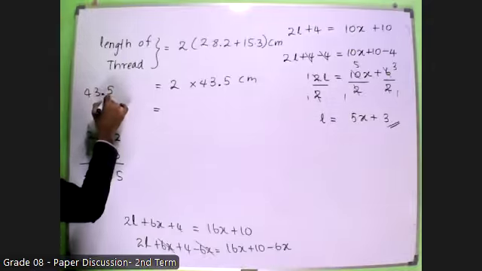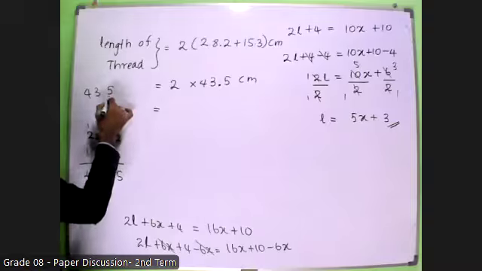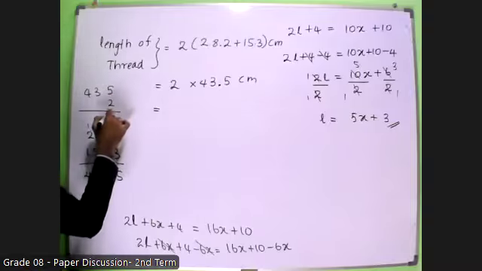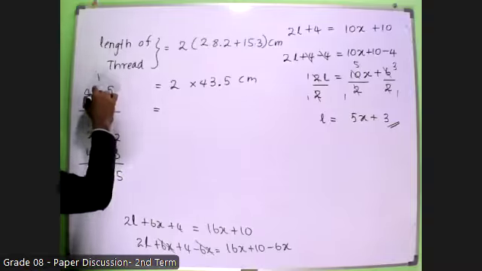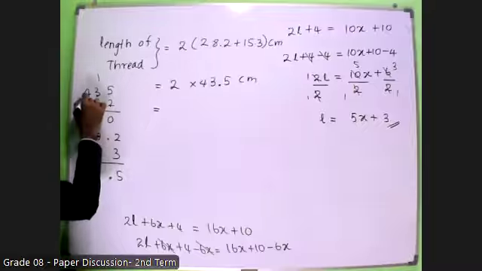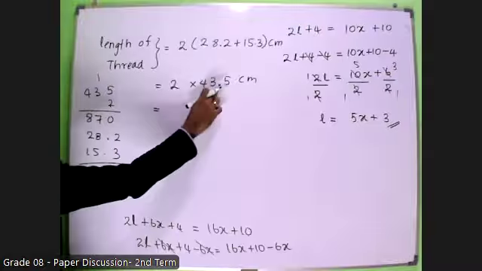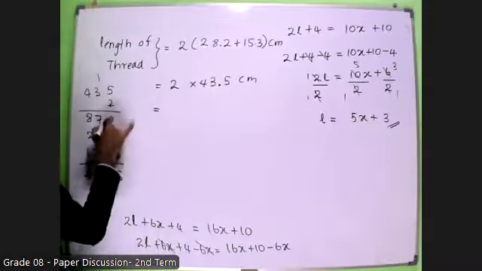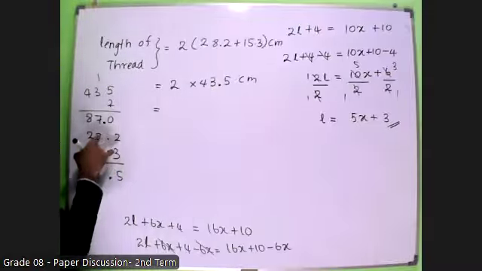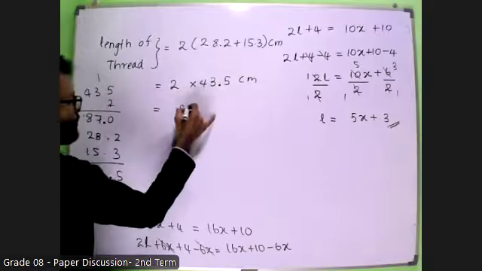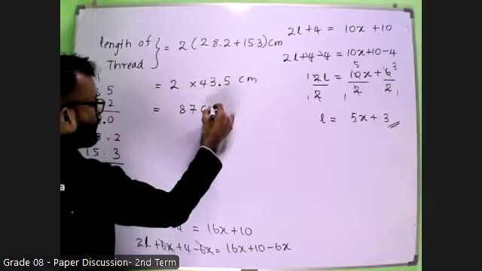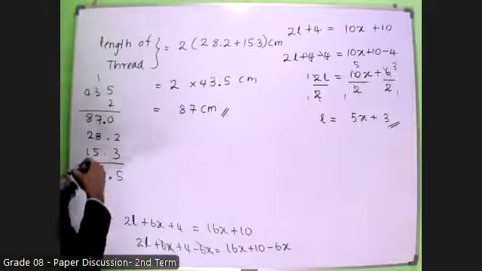43.5, right? So forget the decimal place and multiply it by 2. 2 times 5, 10. 1 is remaining. 6, 7. 2 times 4, 8. So you have 870. So the decimal place, 1 decimal point is here, so you have to allocate that one. 87. So the length of the thread is 87 centimeters.